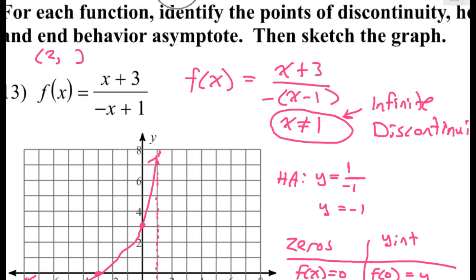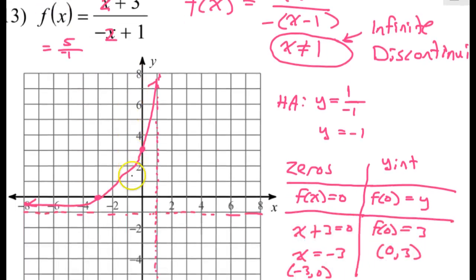So instead of plugging in 0, imagine that we plug in 2. So I'm going to put a 2 here and here. So what's that going to give me? That's going to give me 5 over, and then here I've got negative 2 plus 1, which is negative 1. So I've got 5 over negative 1, so that's going to be negative 5. So 2 comma negative 5 is another point on this graph.